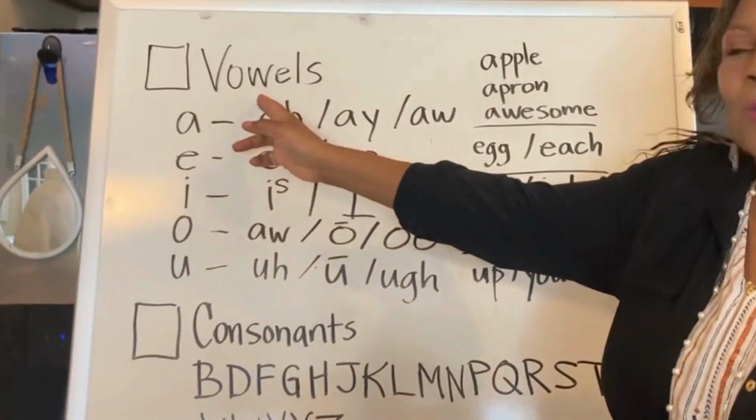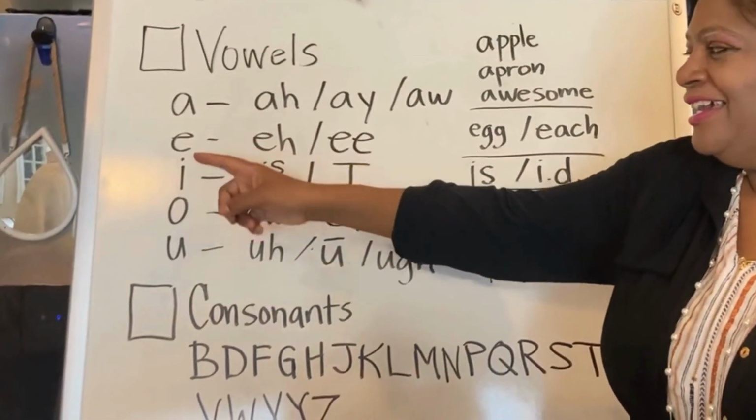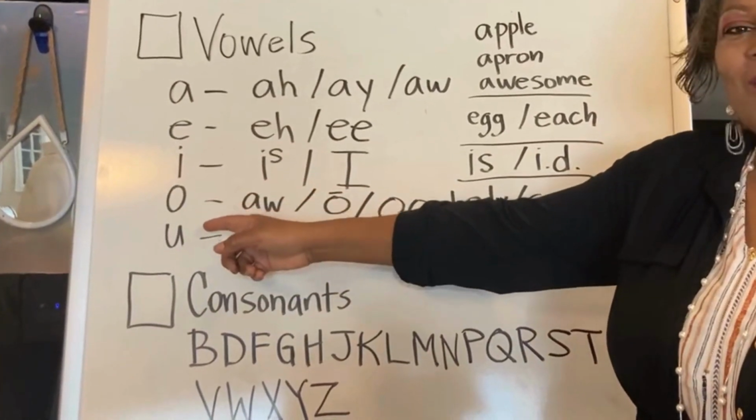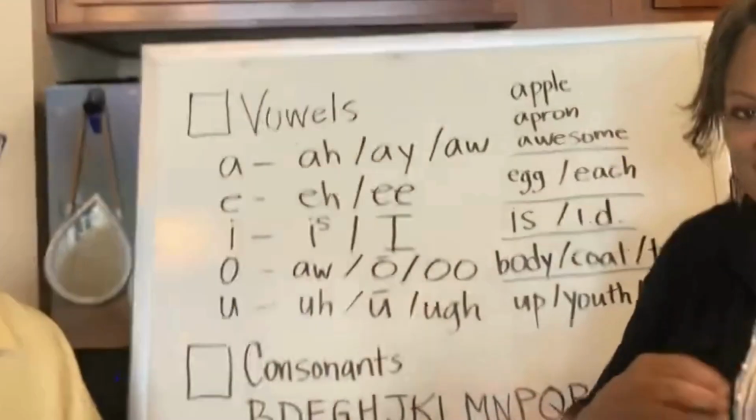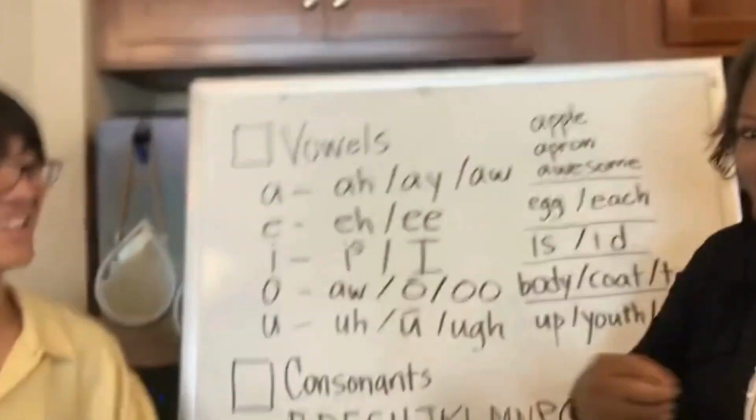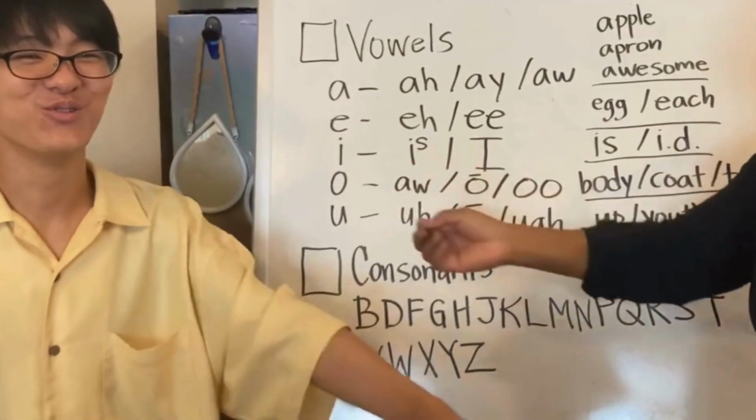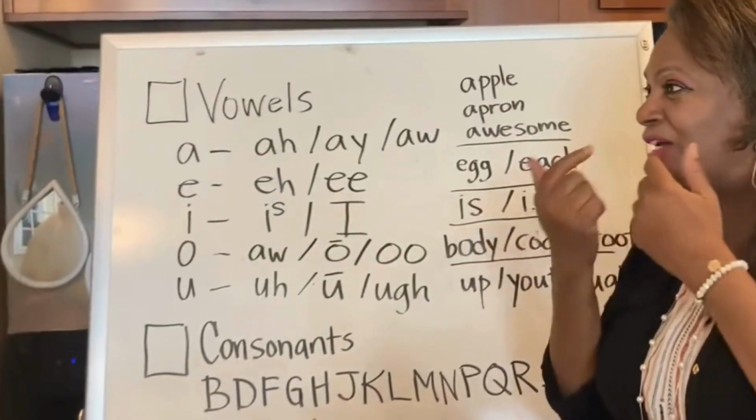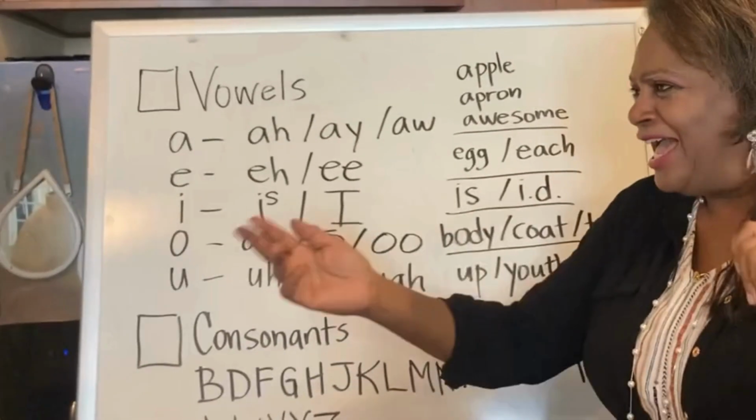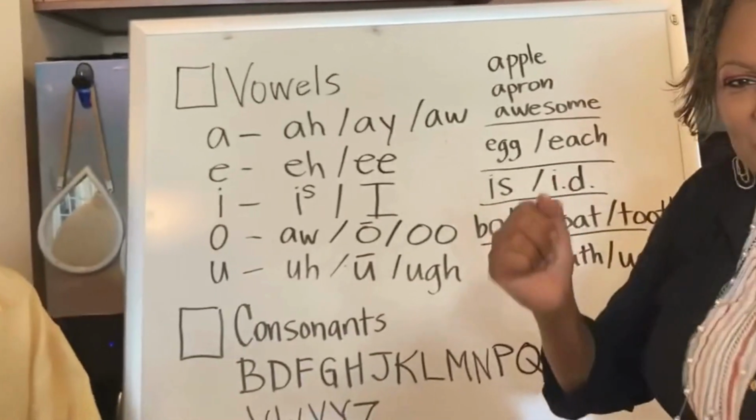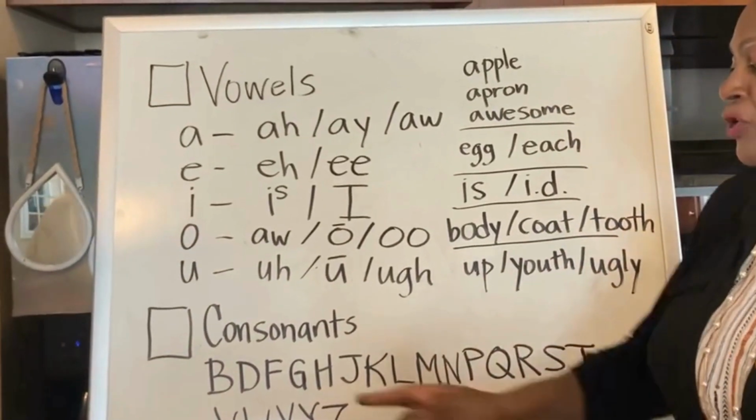Okay, we have vowels today. The vowels are A, E, I, O, U. Let's say this together. A, E, I, O, U. They say vowels are like the music of English. It's like A, E, I, O, U.